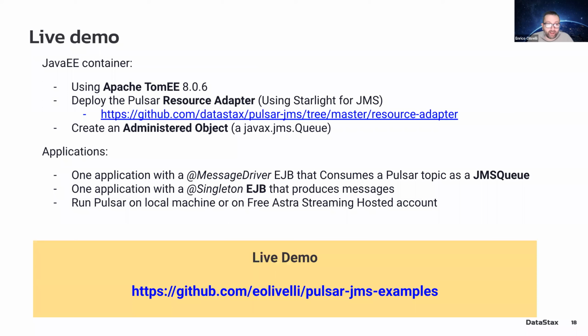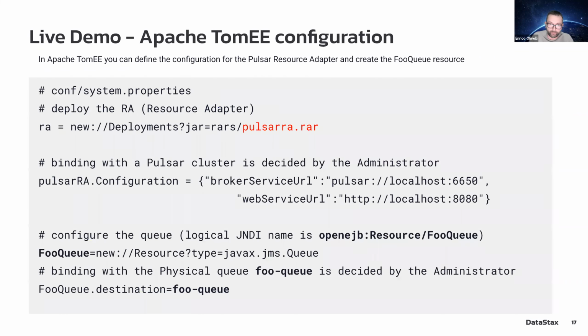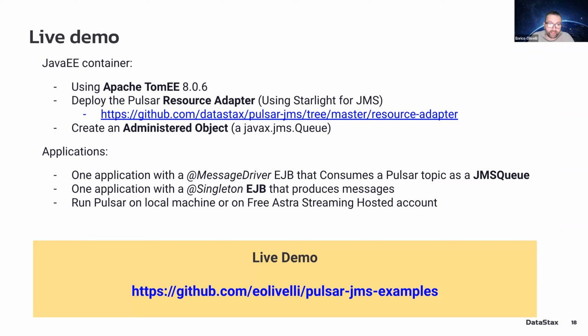The demo uses Apache TomEE 8. It deploys the resource adapter with the JMS client. It is Starlight for JMS. I will give you the references in the last slide. It creates an initial object, the queue, like we saw here. And the two applications that I showed will be running.